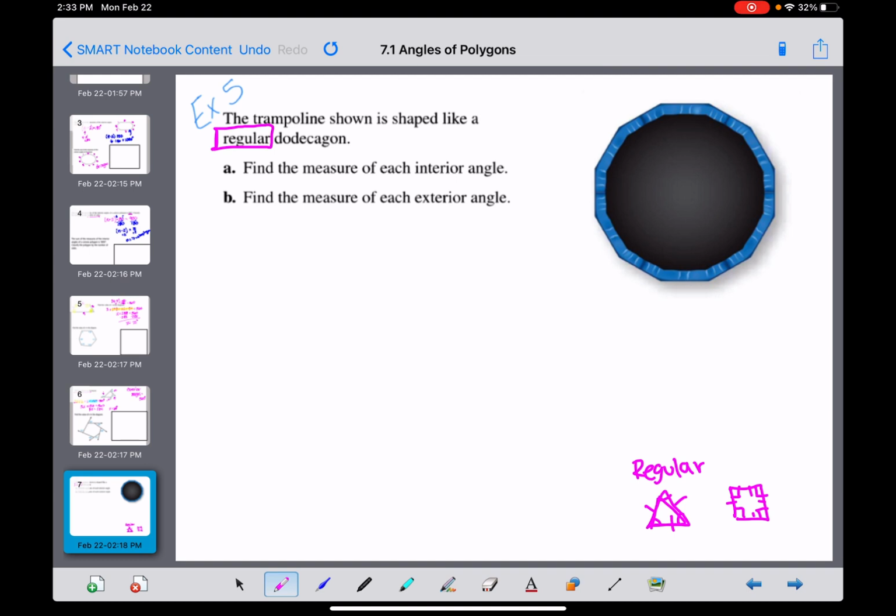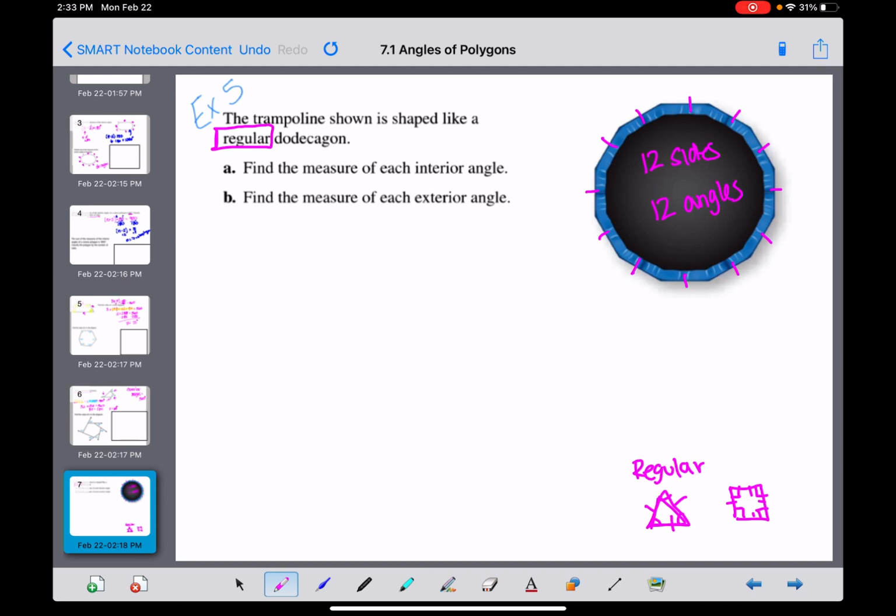the same. So we're looking at a dodecagon, which we haven't actually learned how many sides a dodecagon is. So we can count 1, 2, 3, 4, 5, 6, 7, 8, 9, 10, 11, 12. So we're looking at a 12-sided figure. So that means there are 12 sides and 12 angles.